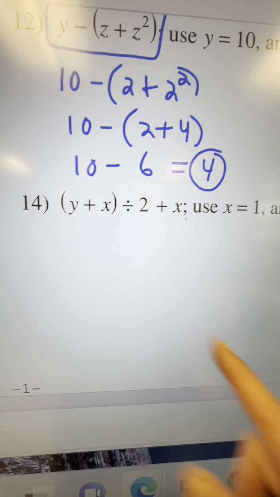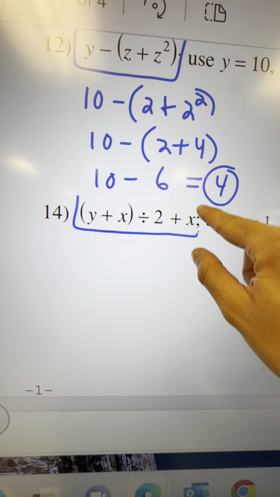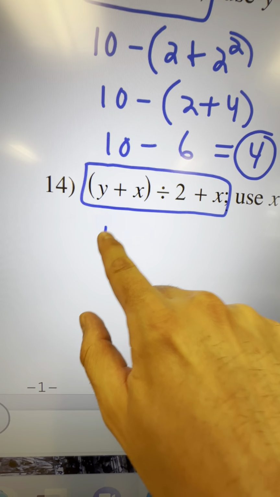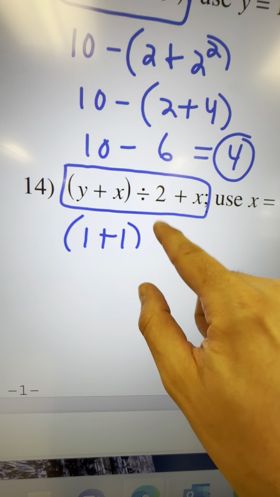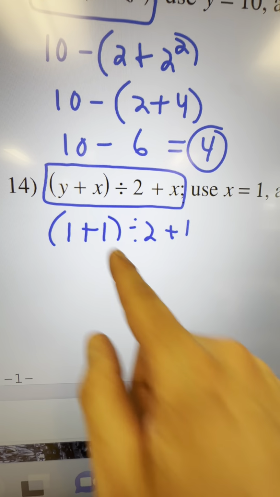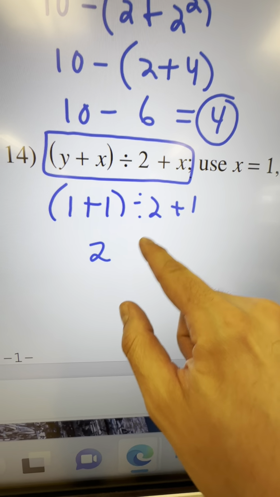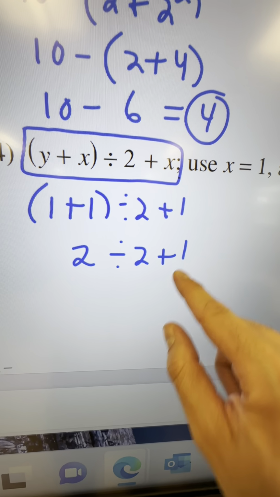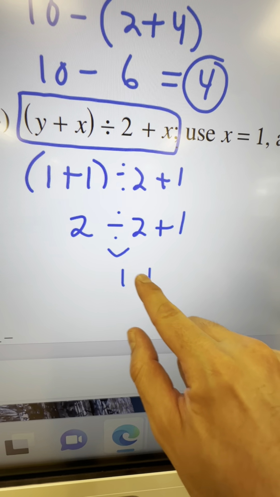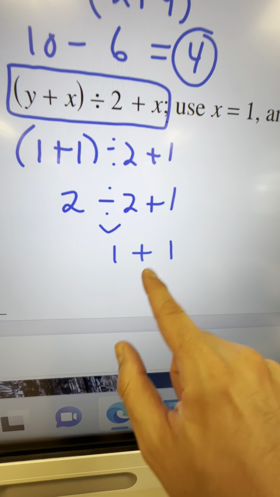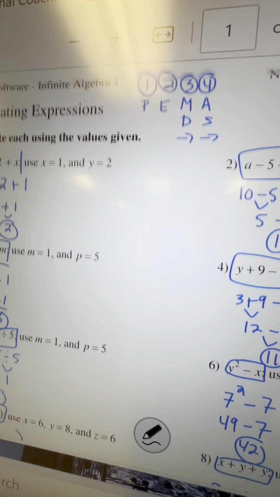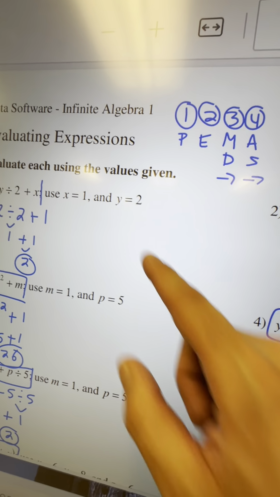And here's the last example, number 14. The problem is right here. I have y plus x, where y is 1 and x is 1. So 1 plus 1 in parentheses, divided by 2, and then plus 1. Order of operations, we do parentheses first, so this gives me 2. I bring down the rest, divided by 2, plus 1. What's next? Division is before addition. So I divide this, I get 1. Bring down my remaining 1 plus 1, and when I add that, I get 2. So that was 14 examples on evaluating expressions that involve whole numbers.